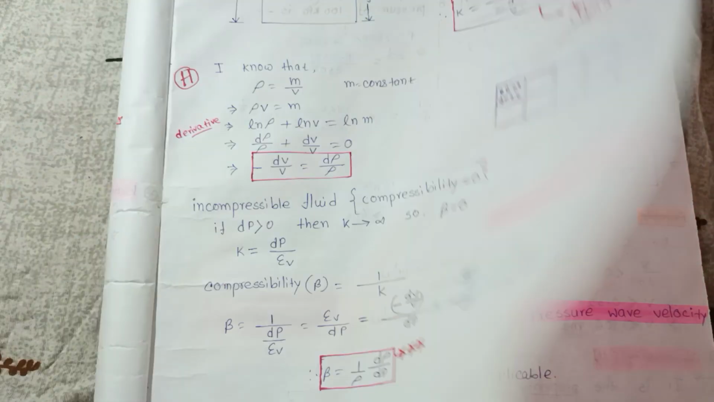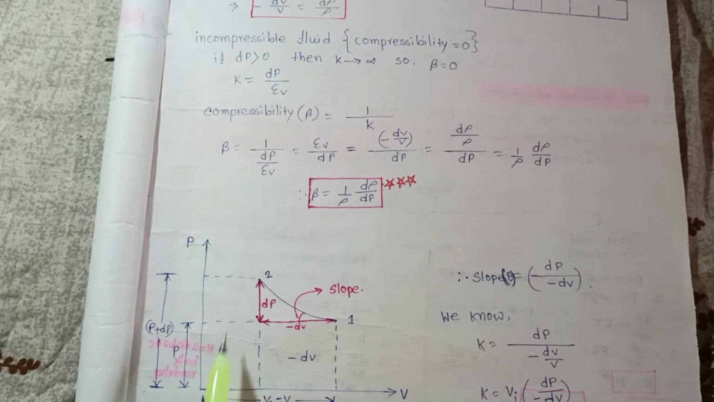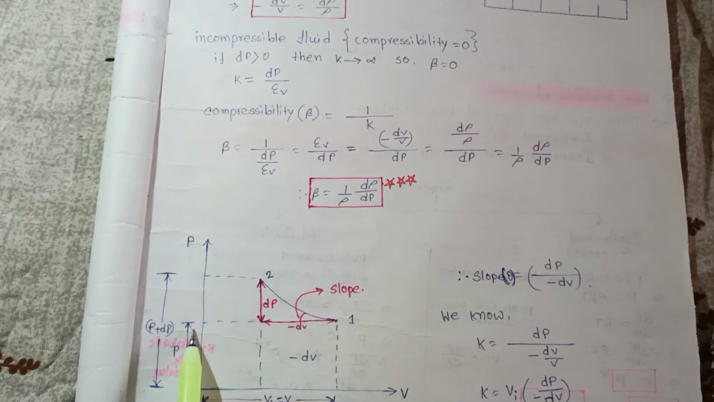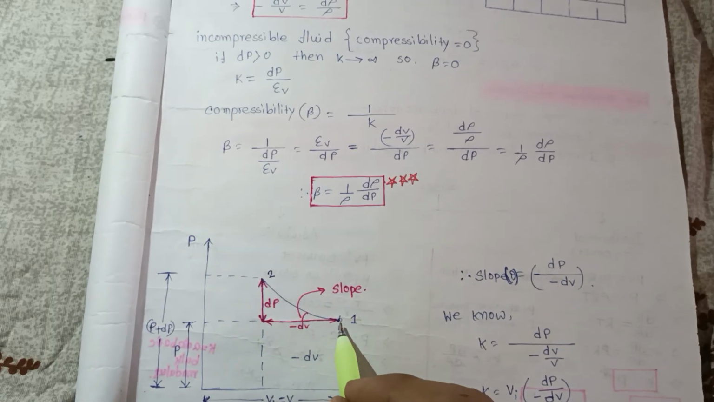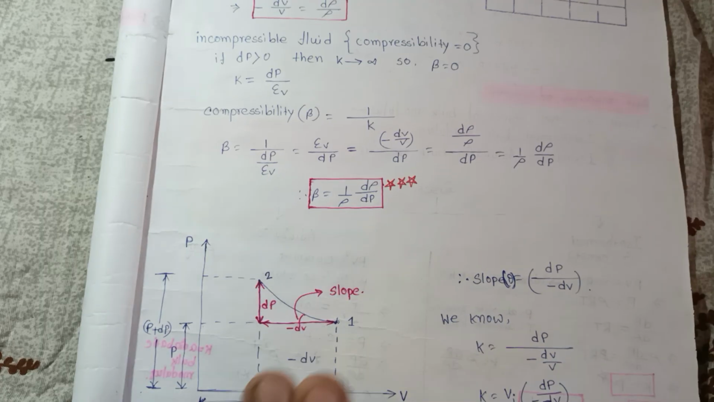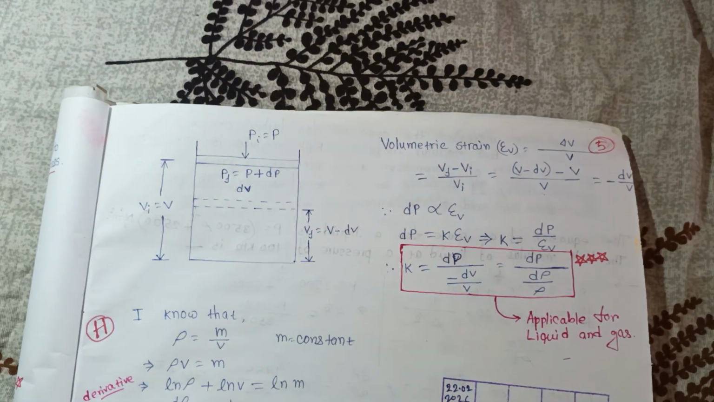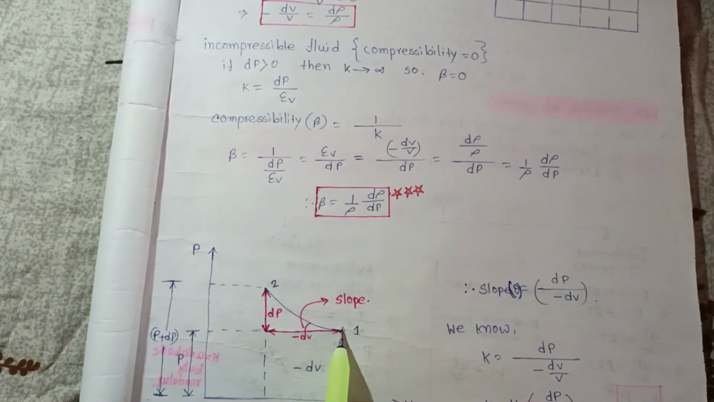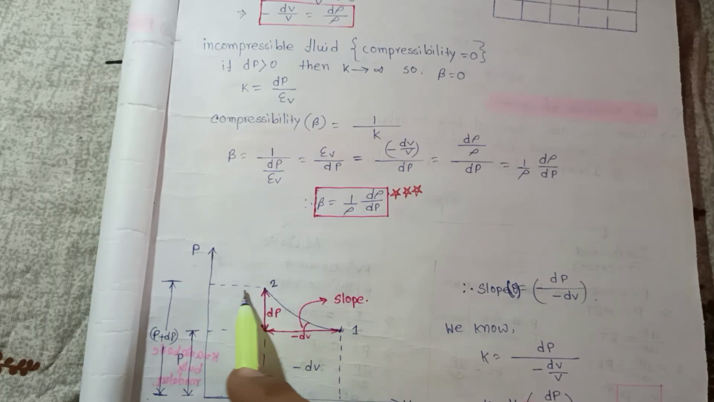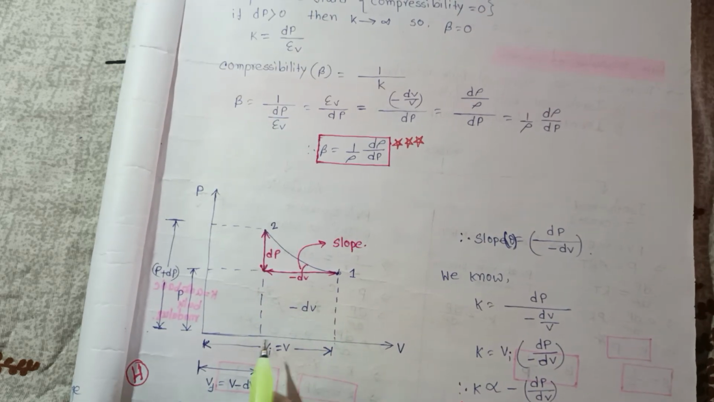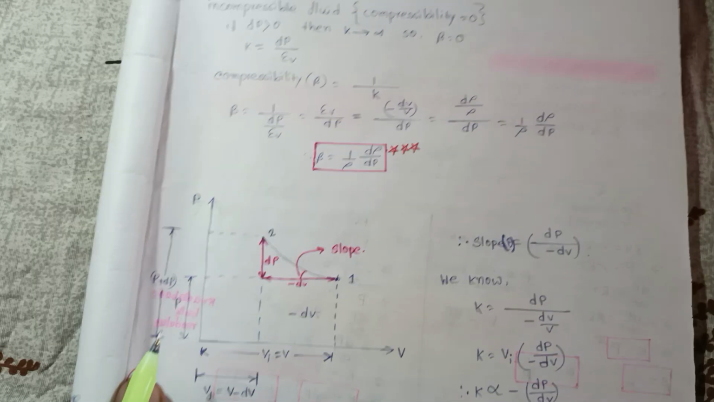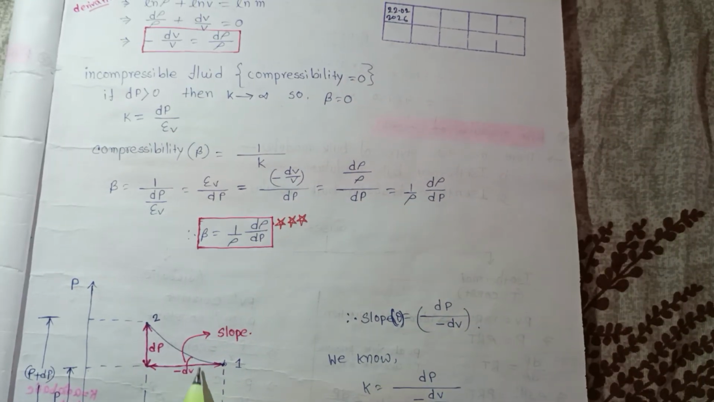So this is the case here, and if you draw the PV diagram, this is the initial pressure and this is the initial volume Vi, when the piston is in this position. Now when the pressure increases, this is the final pressure P plus dP, and this is the final volume V minus dV, okay. If you want to calculate the slope, that is dP by minus dV, because the volume decreases.